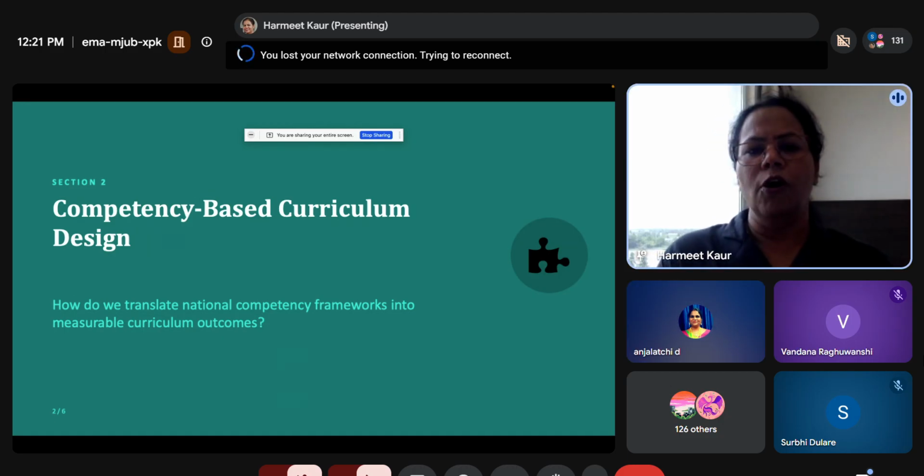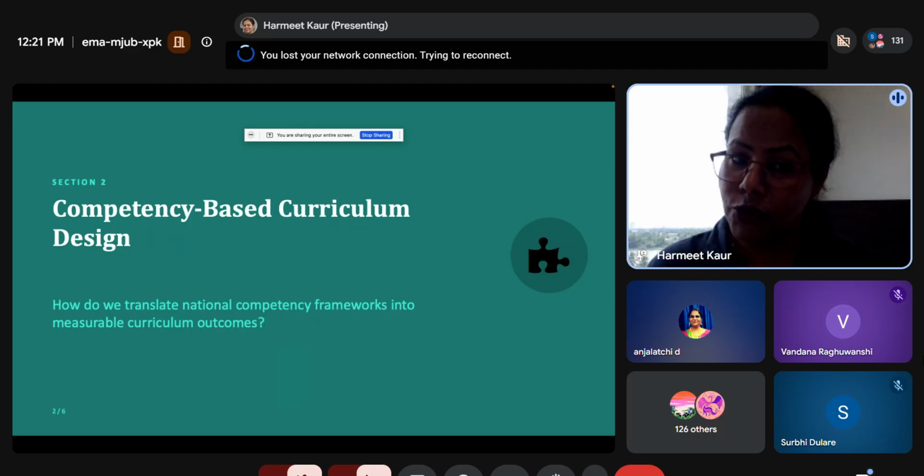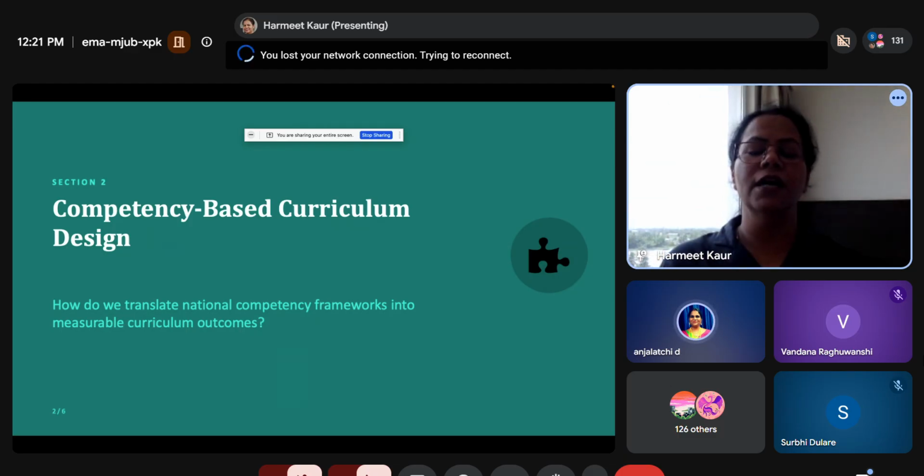Okay, so let us talk about competency-based curriculum design, because I'm continuously saying that we need to prepare competent nursing students. We need to feed our national competency framework into some measurable curriculum.